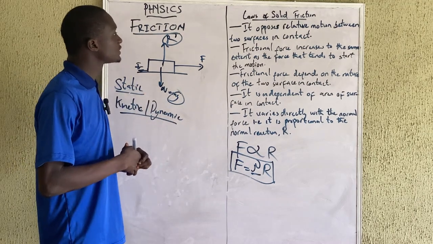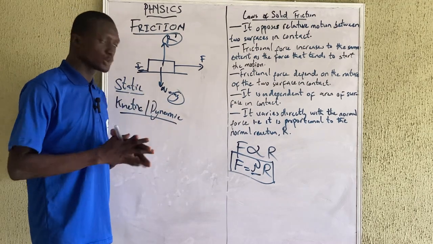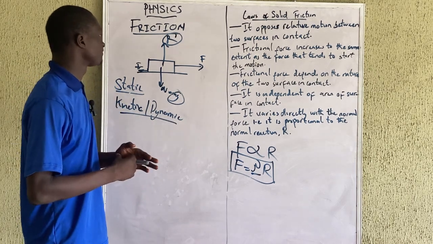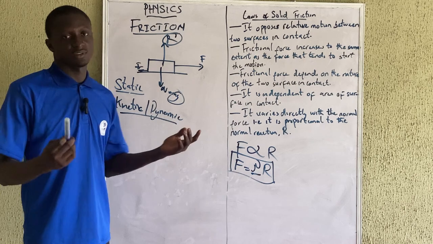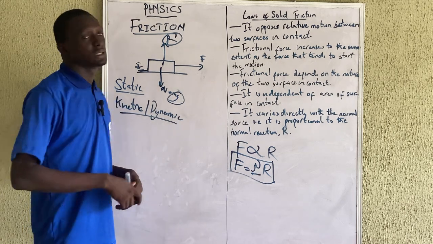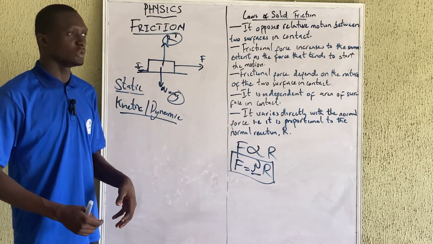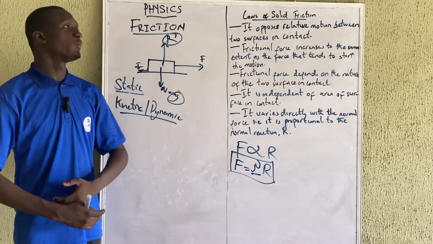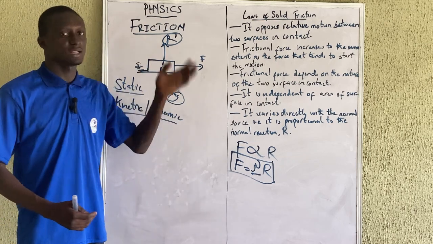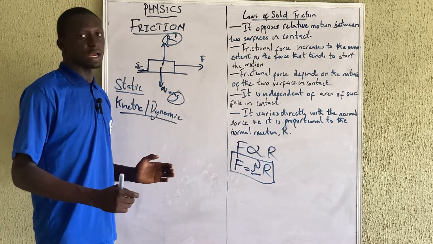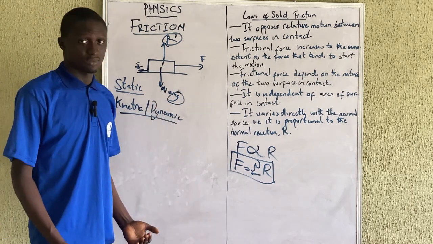All right, having discussed the laws of solid friction, let's quickly talk about the advantages and disadvantages of friction. Let's start with the advantages first. Now, one advantage of friction is that without friction, anytime we are walking, we won't be able to stop walking. You just keep walking infinitely if there is no friction. But because of friction, you can stop and come to a halt.